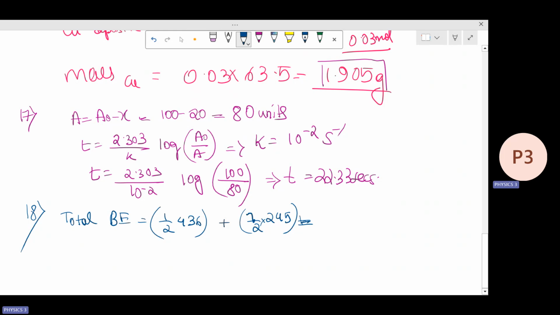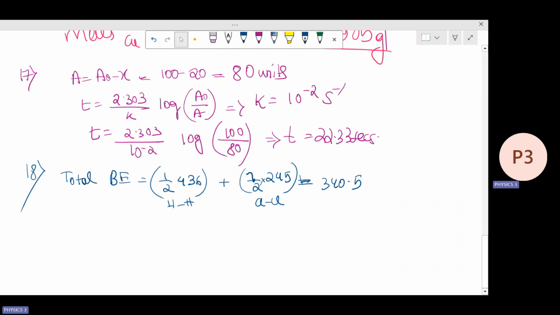In case of total bond energy, this is the bond energy given for hydrogen, and this is the bond energy of chlorine. I am taking half of each because I am making one HCl. If I am making one HCl, we are getting the value of 340.5. What value of HCl have they given? They have given the value of HCl to be 430 kilojoule per mole.